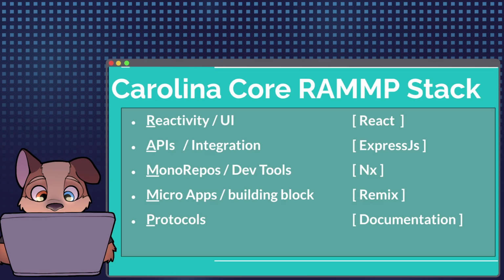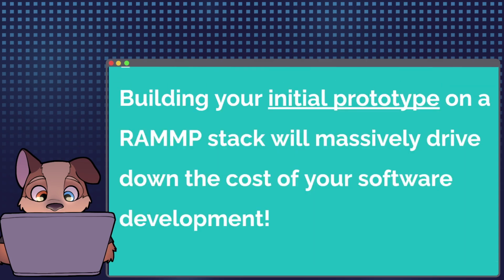And finally, the P in this RAMMPStack is for protocols. We need standard documentation. We need to make it simple to follow along with what we've created so far so that other people can do it and other people can maintain it. Because it does no good if someone creates this really fantastic app and no one else can maintain it. People just won't use it. So documentation is a really important thing.